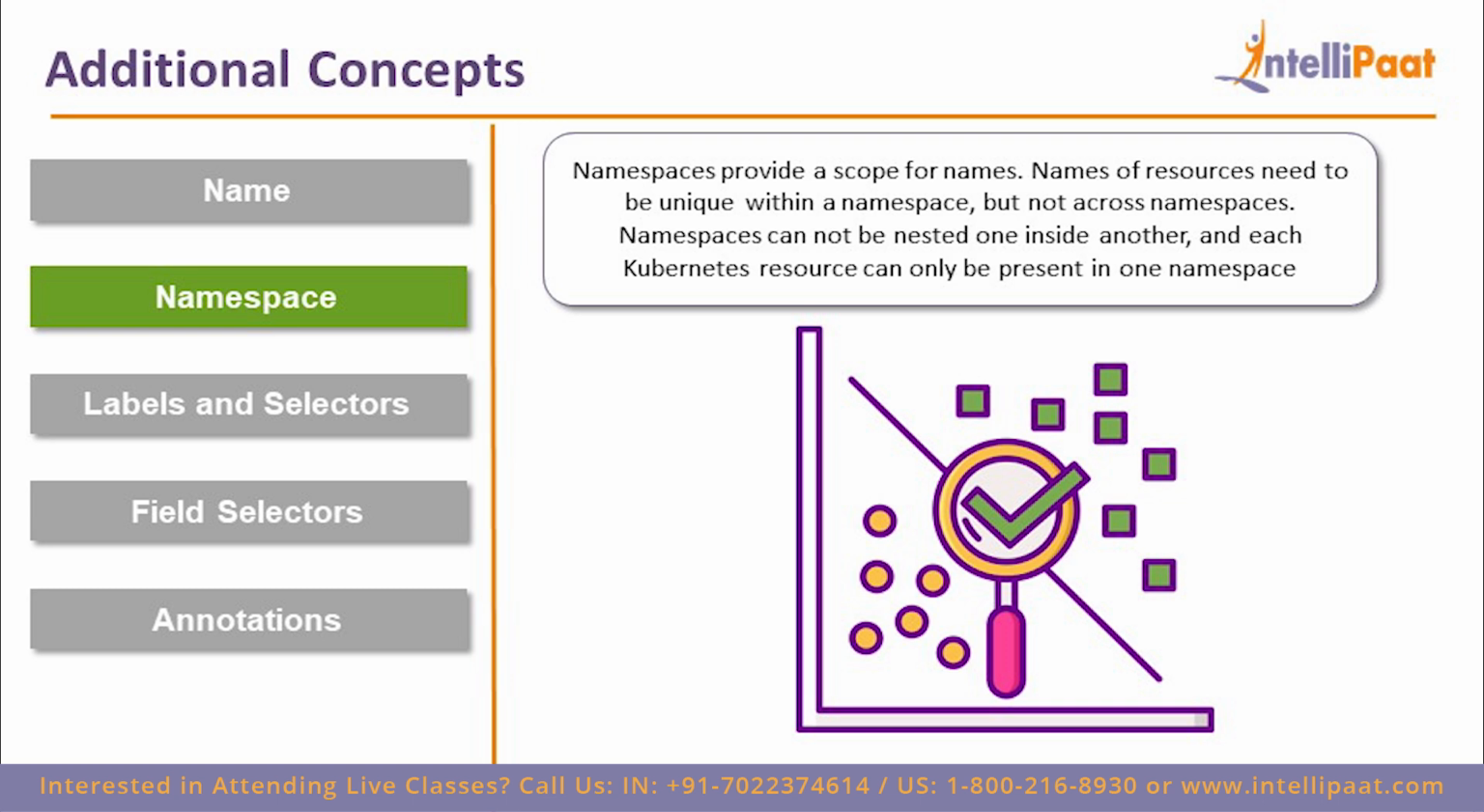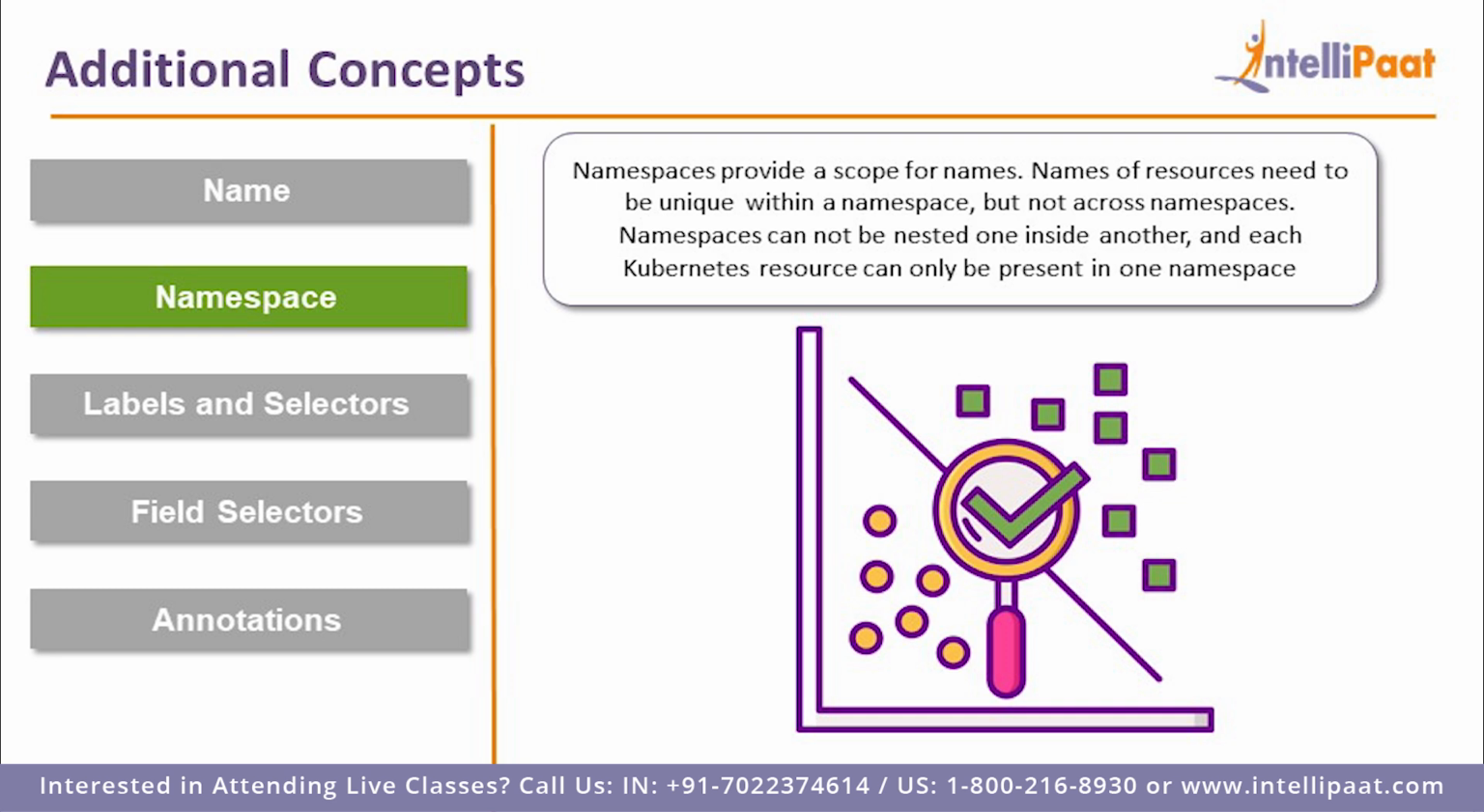Then namespaces provide a scope for names. Names of the resources need to be unique within a namespace. As we were saying, for the names that we defined inside of a namespace, two things cannot have the same name, right? But across namespaces, you can have the same names. So what we meant here is the names of the resources need to be unique within a namespace, but not across namespaces.